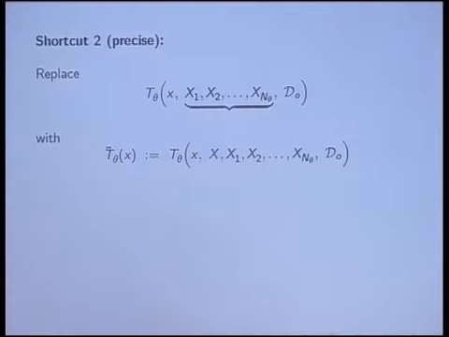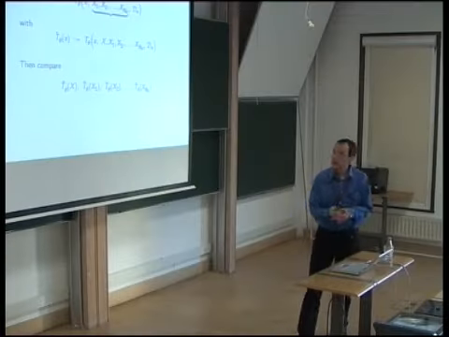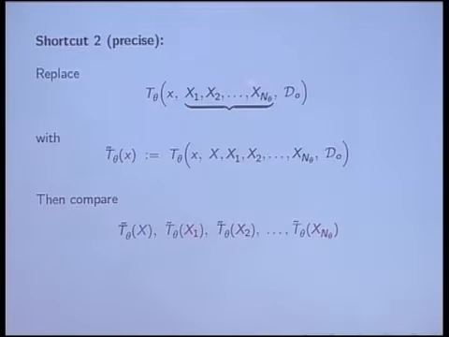Another shortcut which is valid is the following. If you think about your test statistic as, okay, you take your training data to learn something about the underlying distribution, and then you plug in a new observation, just do the following.